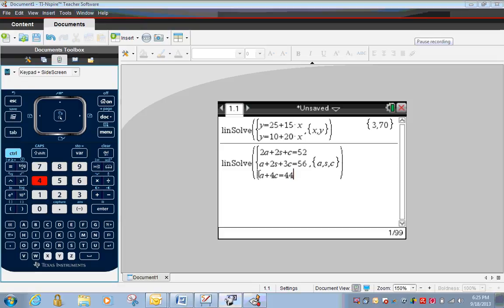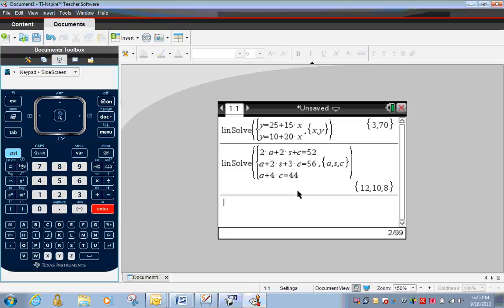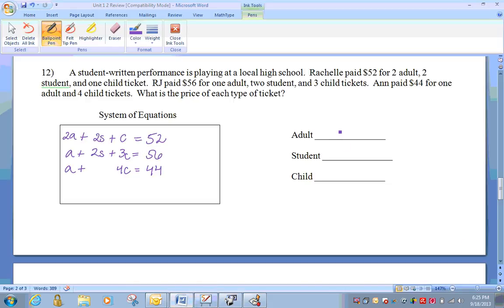And then the second and third equation you can type in, and then you hit enter. And there are your solutions. A is 12, S is 10, and 8 is for the children's ticket. So those represent the cost of each type of ticket. So adult tickets cost $12, student tickets cost $10, and child tickets cost $8.